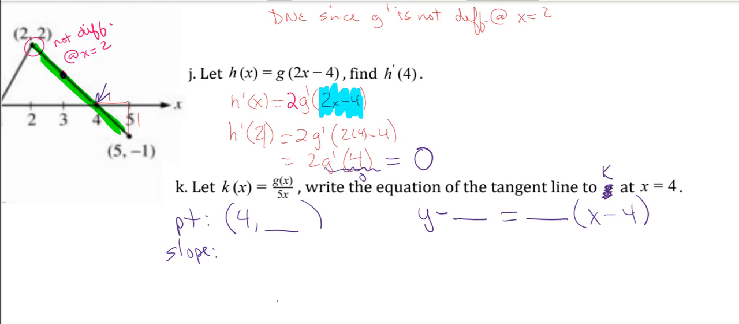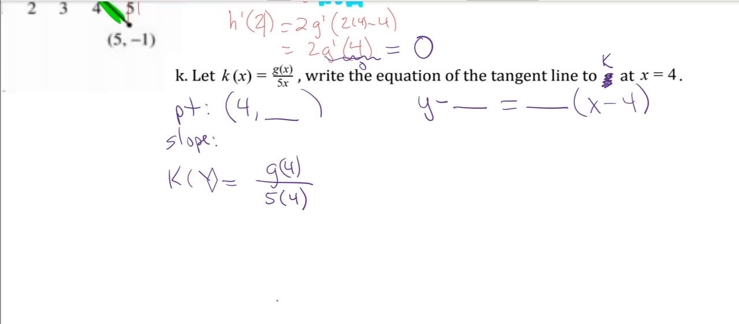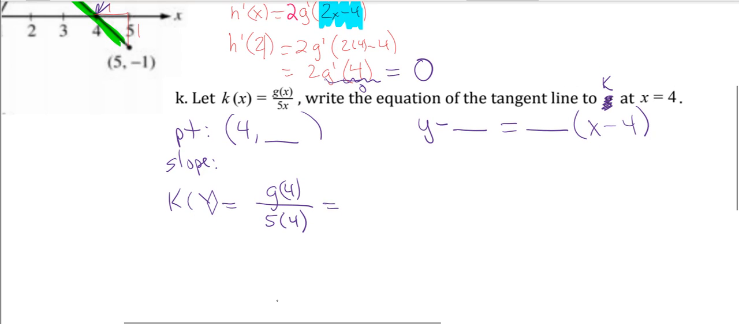Now, k of x. If I simply plug in 4, that will give me my y value, so then I'll have a point. So let's go ahead and evaluate that. K of 4 is going to be g of 4 over 5 times 4. We're just simply substituting that right in there. Now, let's take a look at what g of 4 is. The bottom part is just going to be 20.